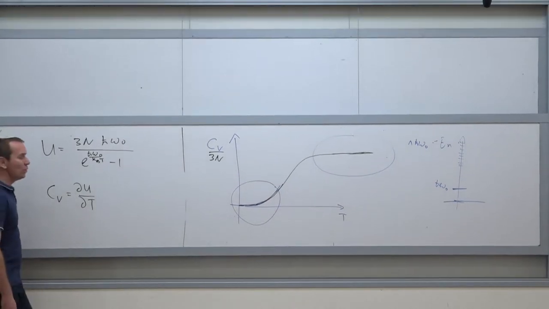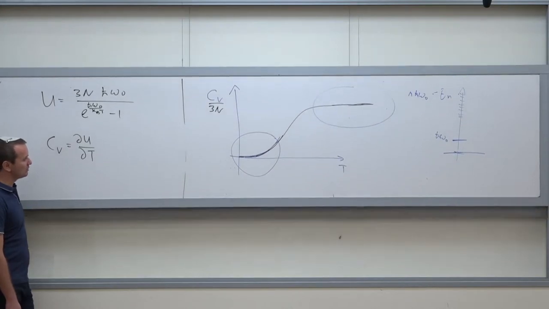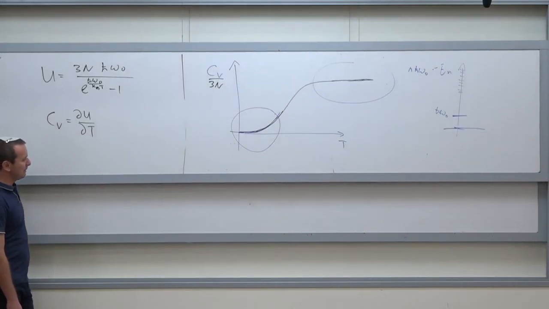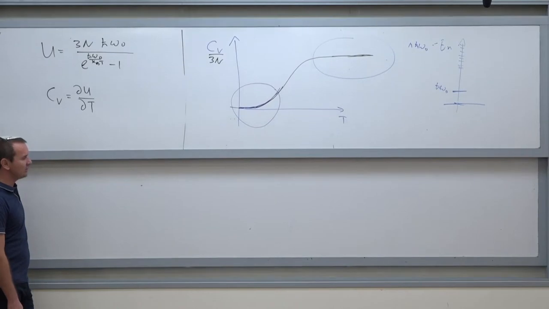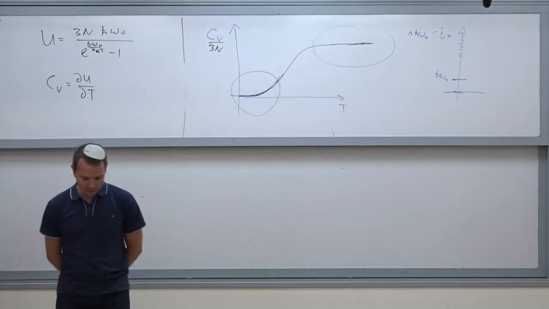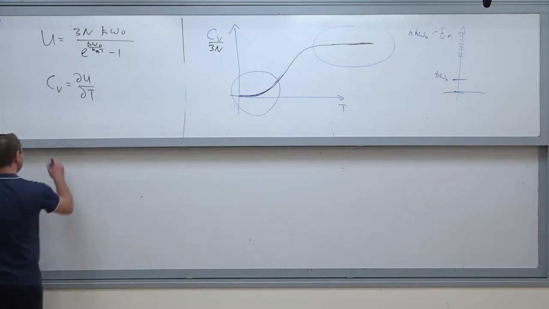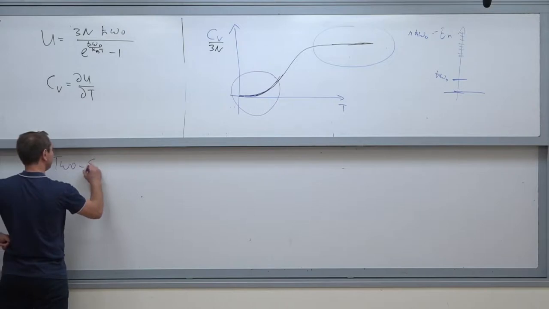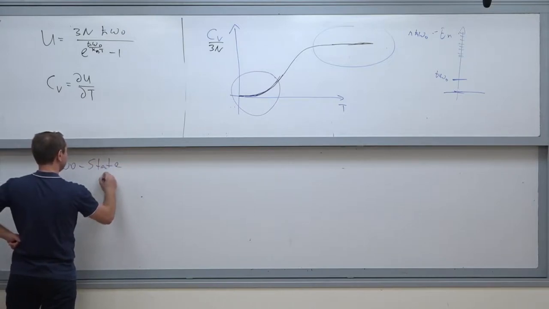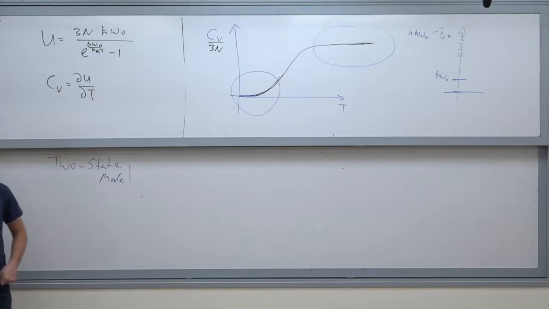Okay, so this was the Einstein model. We repeated this part again. Let us start with another simple model that uses a microcanonical ensemble. And it's even simpler than the Einstein model, and it's named the two-state model. Okay. So what is a two-state model?